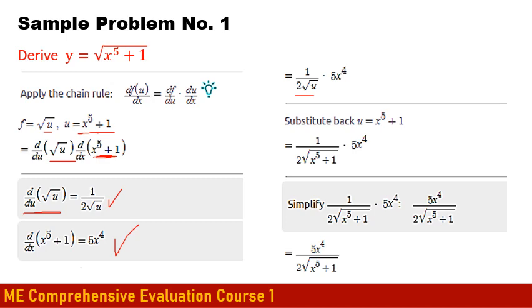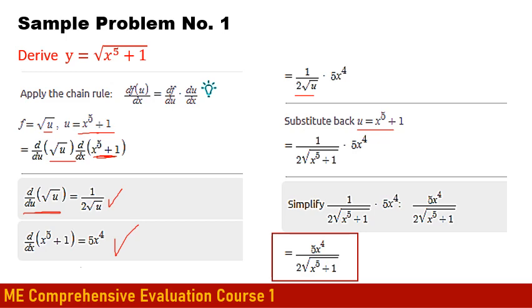Then we are going to express our equation back in terms of x because it is really in terms of x and not in terms of u. But we know that u is equal to x to the power of 5 plus 1. So we are going to substitute x to the power of 5 plus 1 back to our u, and then we're going to simplify it. By simplifying it, we will obtain 5x to the power of 4 over 2 multiplied by the square root of x to the power of 5 plus 1. So that is how you can solve this particular problem.